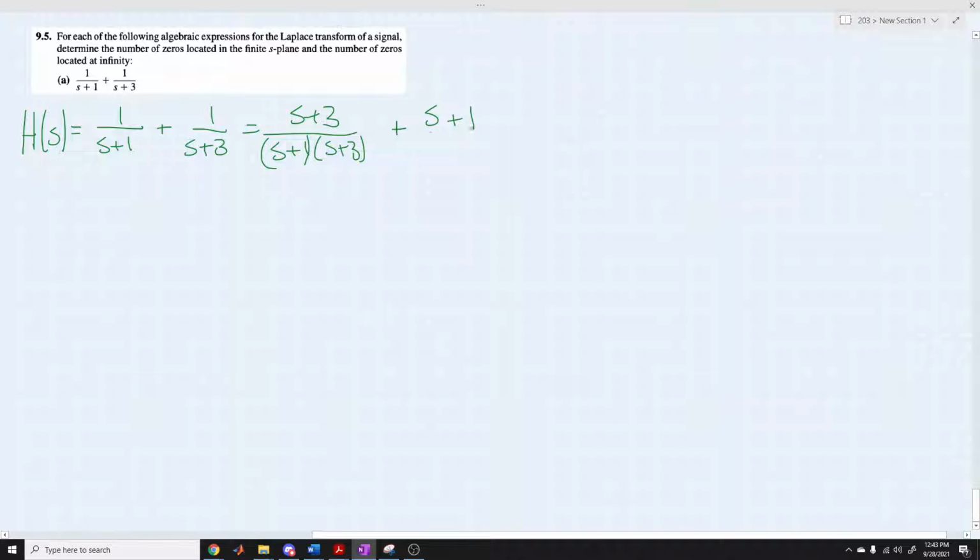So let's just start out by giving this a name. We'll say it's H(s) and it's equal to 1 over s plus 1 plus 1 over s plus 3. And that's going to be equal to (s plus 3) over (s plus 1)(s plus 3) plus (s plus 1) over (s plus 1)(s plus 3), and that's going to be equal to, we'll factor out the 2, 2(s plus 2) all over (s plus 1)(s plus 3).